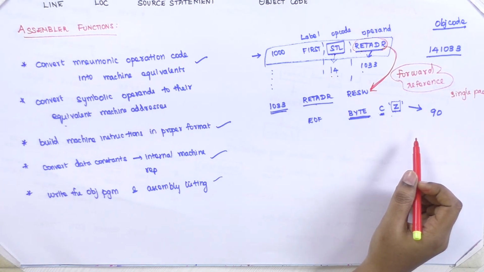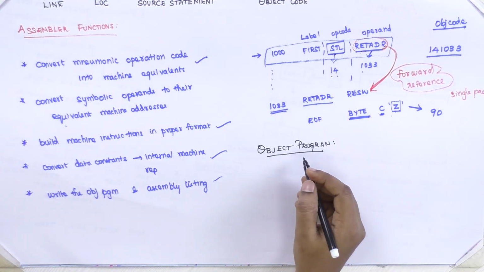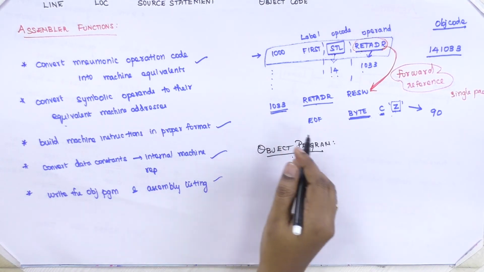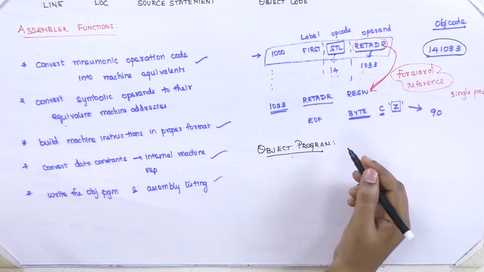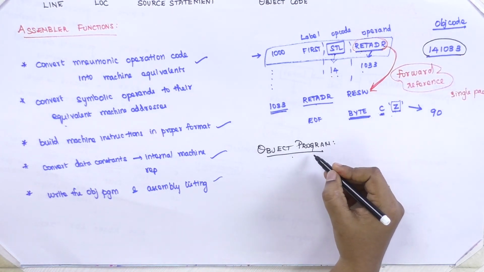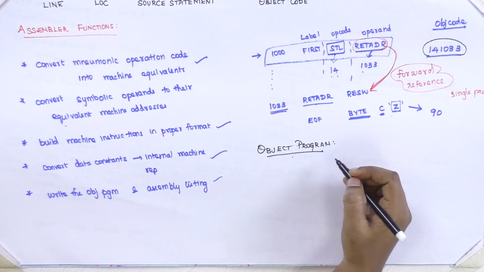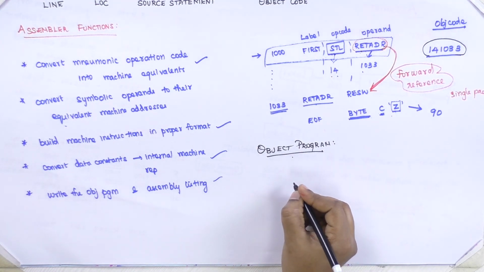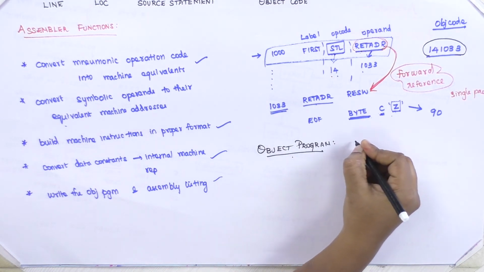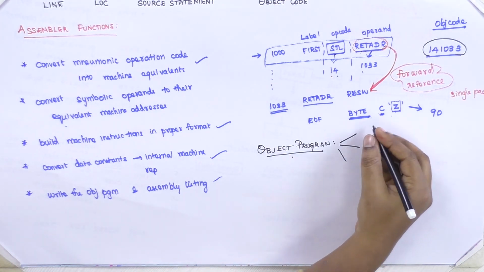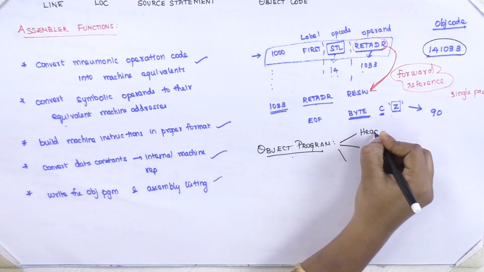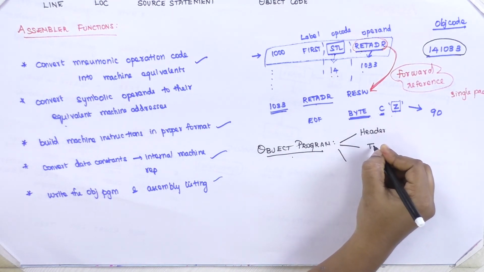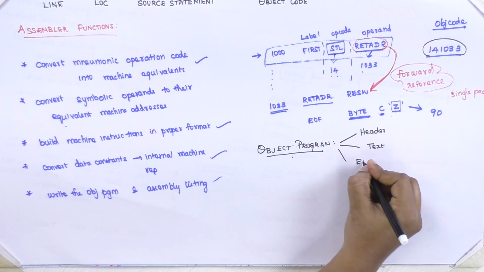Now let us see about the object program. The assembler writes the generated object code to some output device. The object program will be loaded into memory later for execution. In an object program there are many records, and we will discuss them one by one. But basically there are 3 records: the header record, the text record, and the end record.